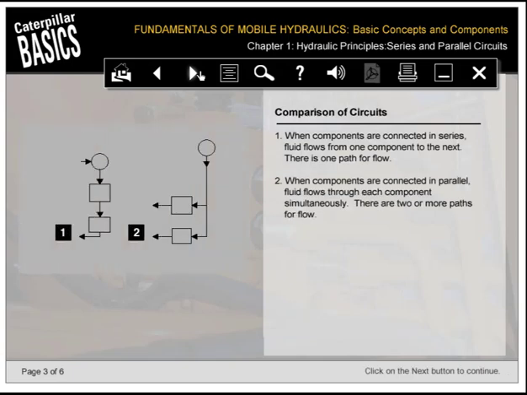When components are connected in series, fluid flows from one component to the next. There is one path for flow, as shown in illustration number 1. When components are connected in parallel, fluid flows through each component simultaneously. There are 2 or more paths for flow, as in illustration 2.